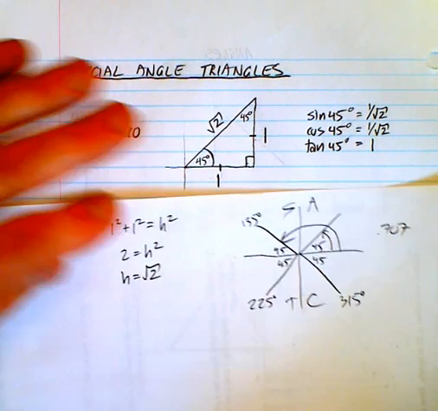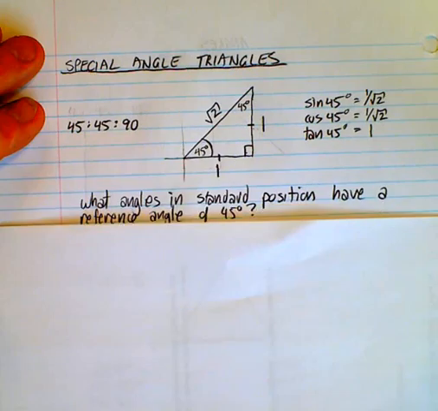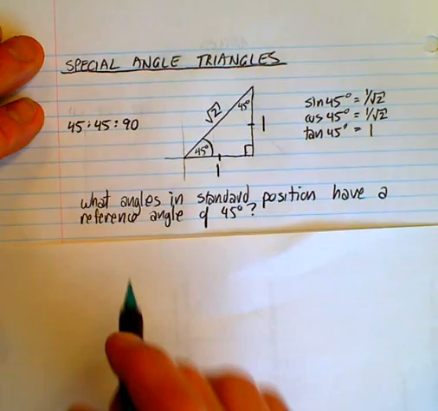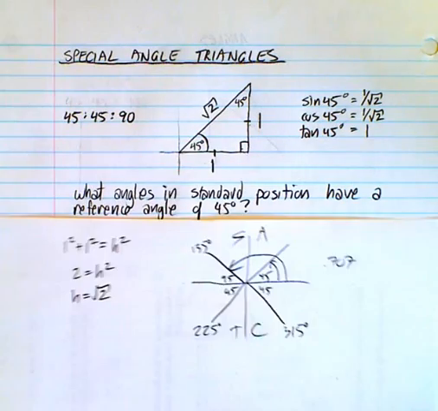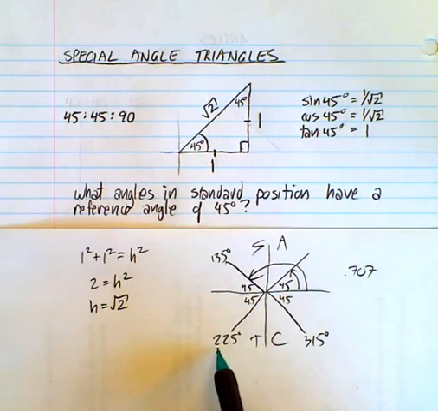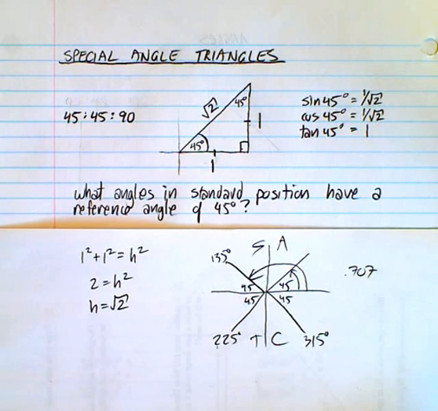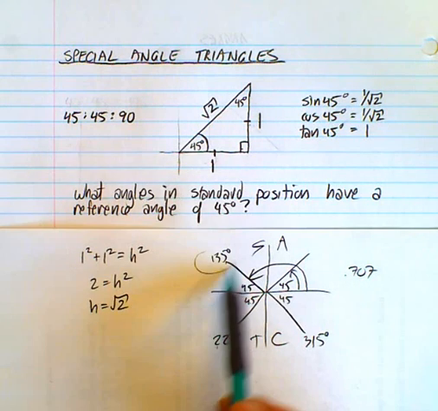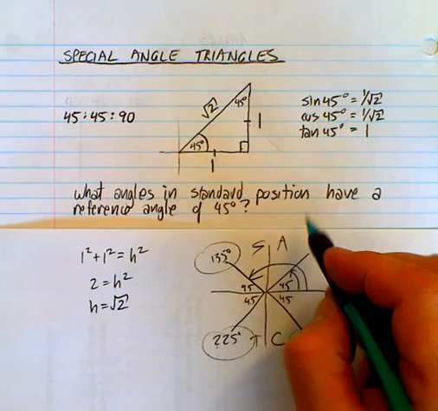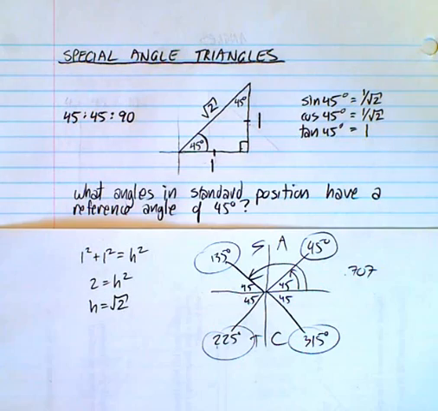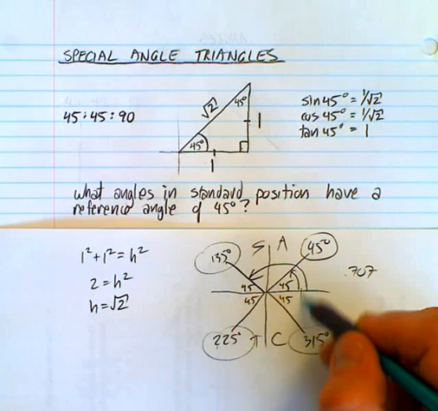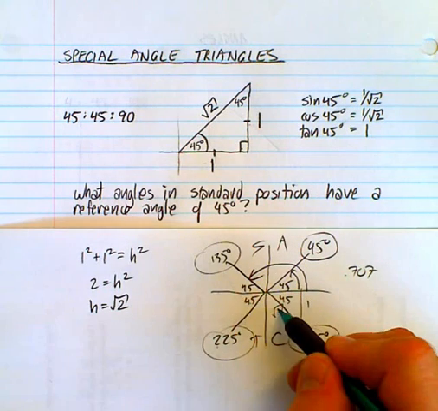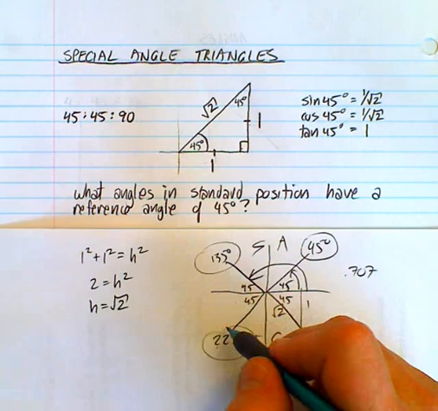Now, the next special angle triangles we have. Oh, here you go. This is a question I wanted to ask. What angles in standard position have a reference angle of 45 degrees? Well, that's essentially what we just did right here, okay? These are the 4 angles. All these have the same reference angle of 45 degrees, which means that if you want to find the ratio, it's 1, 1, and root 2 here. We'll get to those questions.